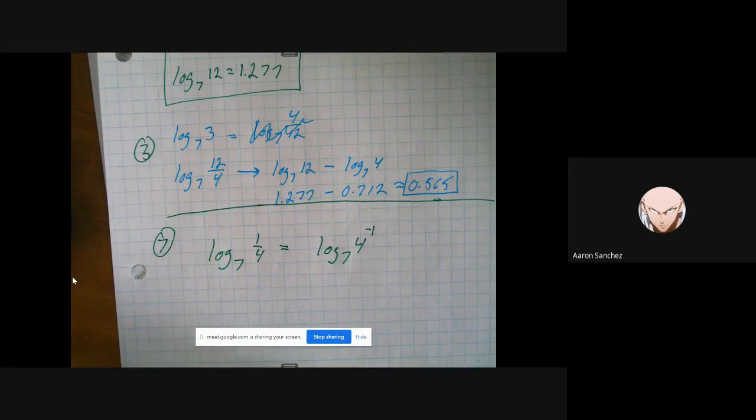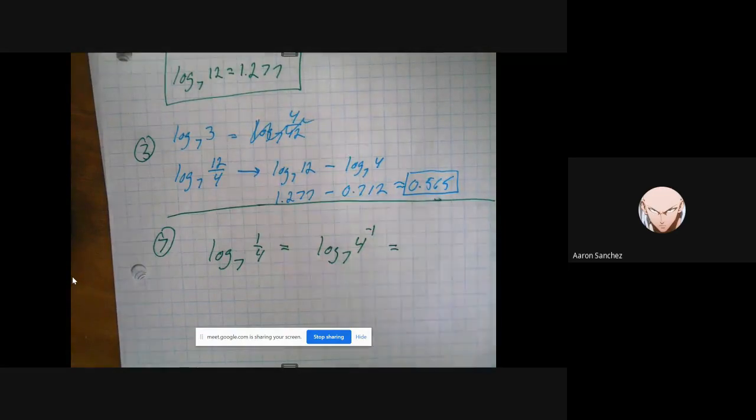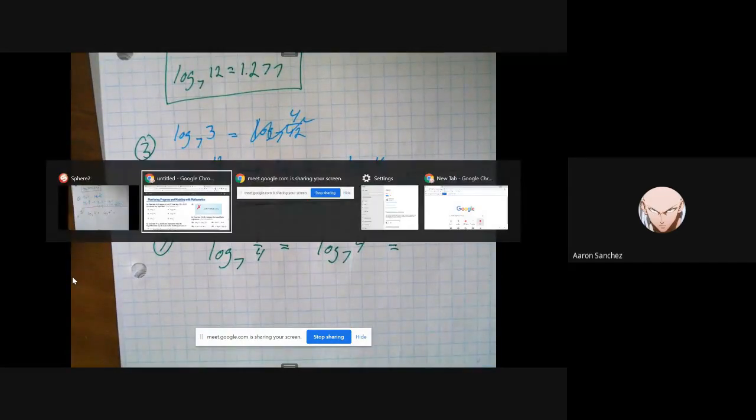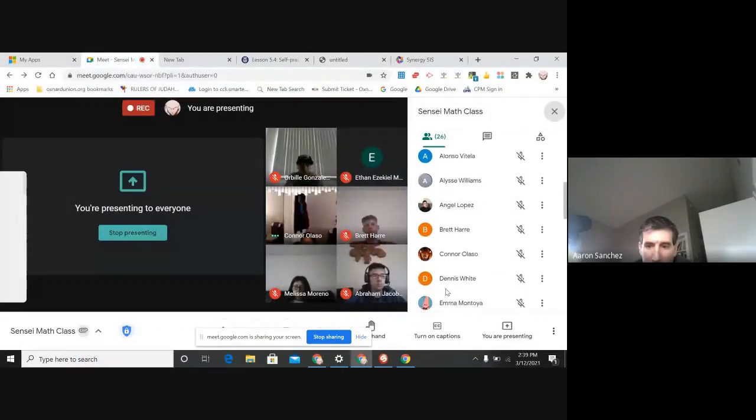So now, what I can do using the power rule. What does the power rule do? I'm telling you what the rule is going to do, what rule you use. What is the power rule? Dennis, tell me what the power rule is.